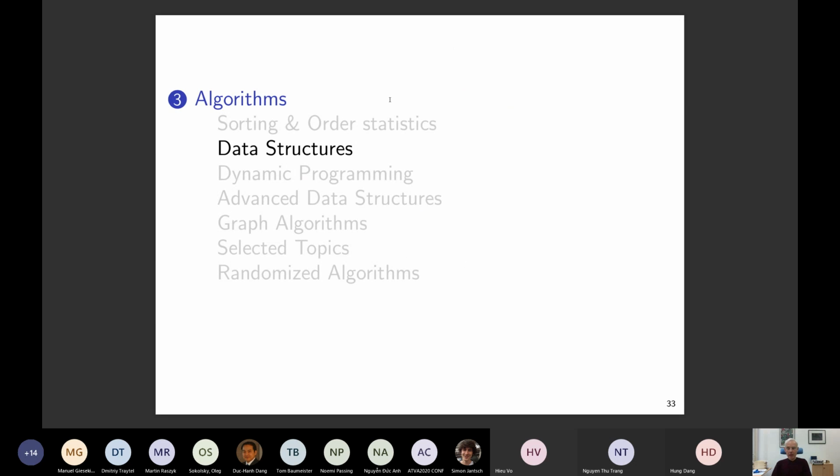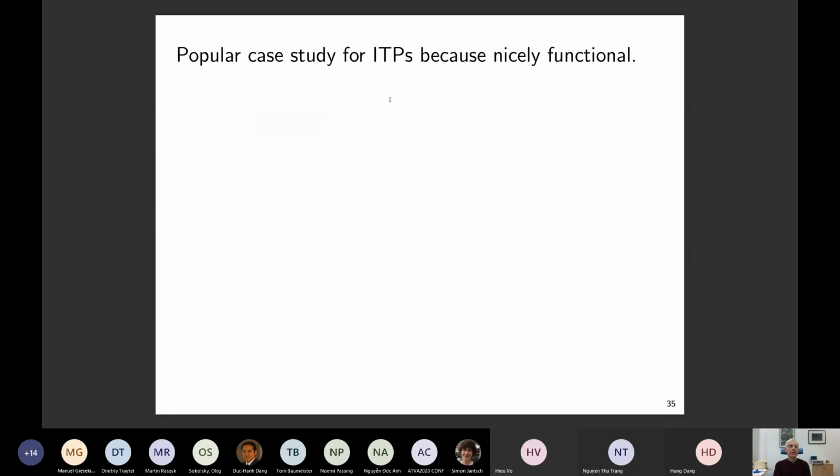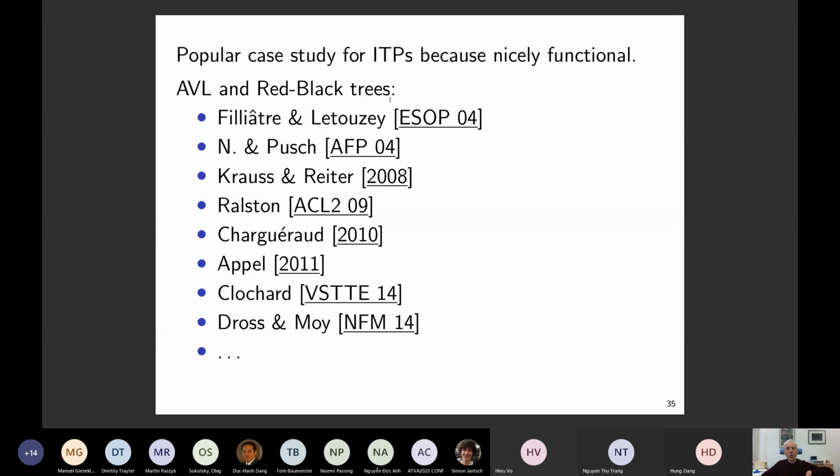Data structures. Okay, there's a whole forest of search trees, and I will just pick out a few examples that I think are interesting. First, trees are a popular case study for interactive theorem provers because these algorithms are nicely functional. They work very well on a function level. And here, I don't want to go through this. You have a growing list of verifications of AVL and red-black trees. That's kind of the entry level if you want to do anything in that area.